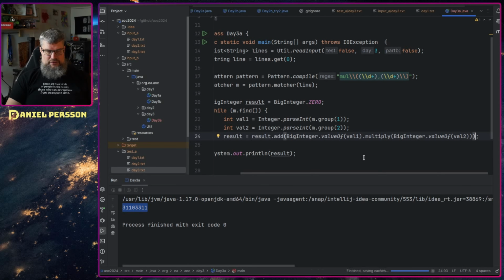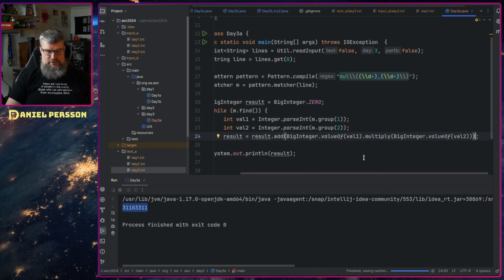No, your answer is too high. Wait a minute, from the beginning of the program, I put the enable inside here. That's not correct. So this should be correct. Yes, now we got a much smaller number. Let's try that out. Yes, you get a gold star. I get a gold star. Everybody gets a gold star.